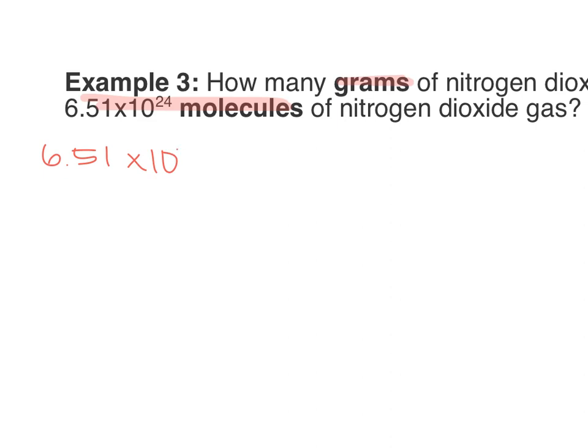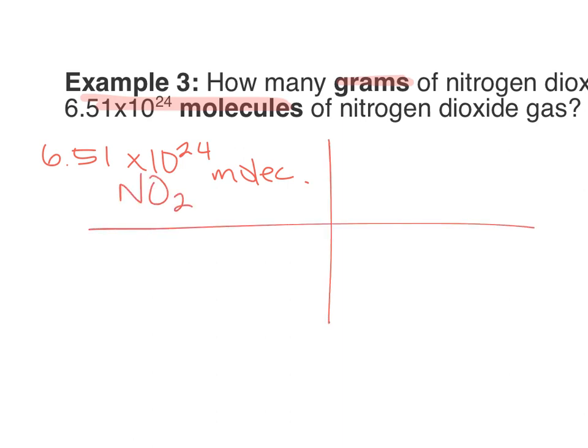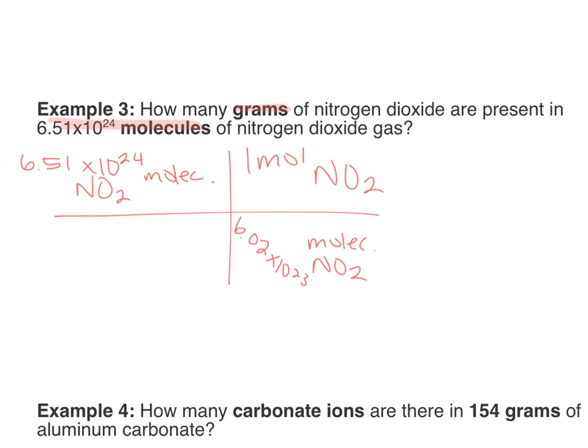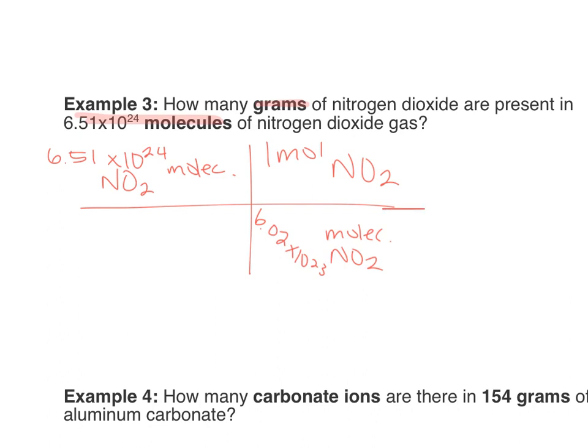6.51 times 10 to the 24th molecules, there's no real good abbreviation there, of nitrogen dioxide gas, so NO2. Okay, well, the first thing we're going to want to do is cancel out our molecules. And now let's think about a conversion factor. The only thing we can do is convert it to moles. So we're going to put it up top, and it's going to be Avogadro's number: 6.02 times 10 to the 23rd molecules for every 1 mole. So now we have moles.